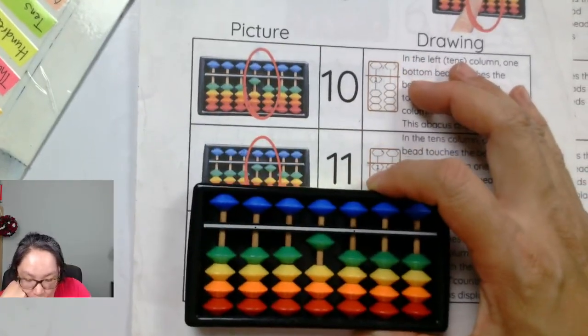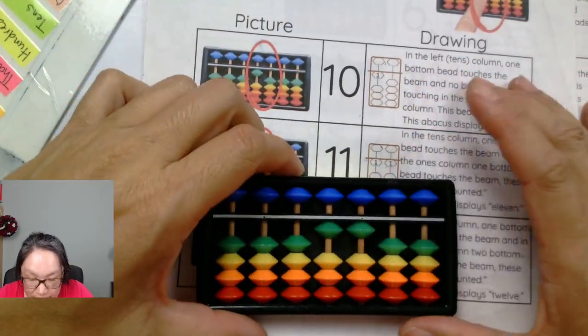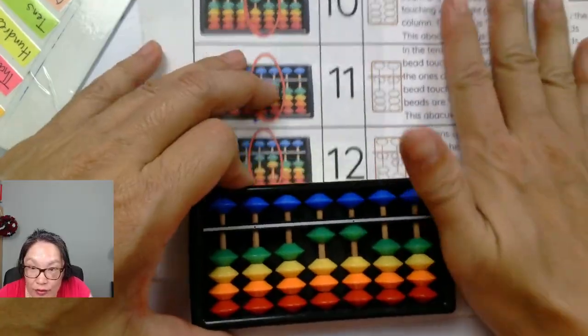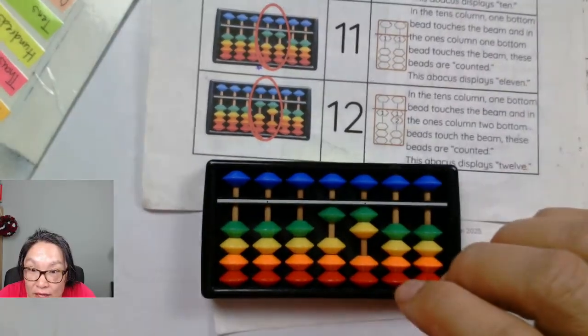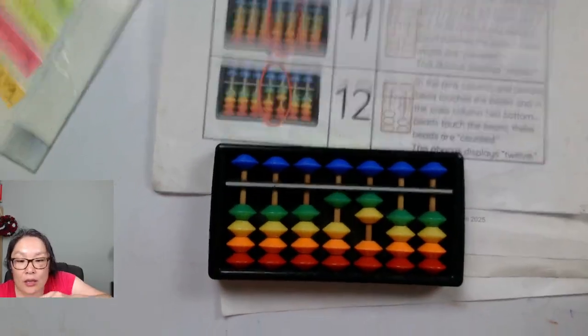So then we have 11. When we have 11, this is what 11 looks like. And then after 11 is 12. And that is what 12 looks like. Do we have any questions? Let me know if you have any questions.